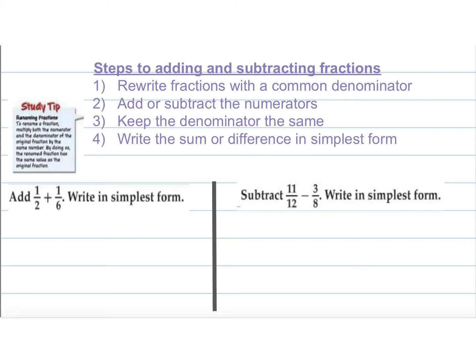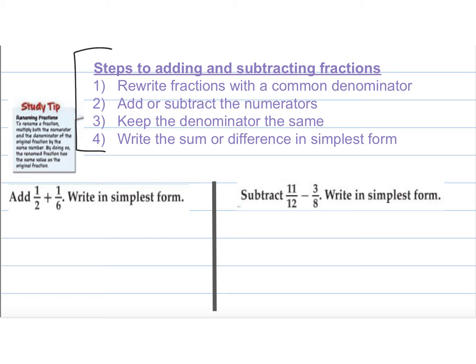Okay, so now adding and subtracting fractions. Make sure you have these steps written down in your notebook. Number 1, rewrite the fractions with a common denominator. So find a common bottom number for them. You add and subtract the numerators, but the denominator stays the same, and then write the answer, the sum or the difference, in simplest form.